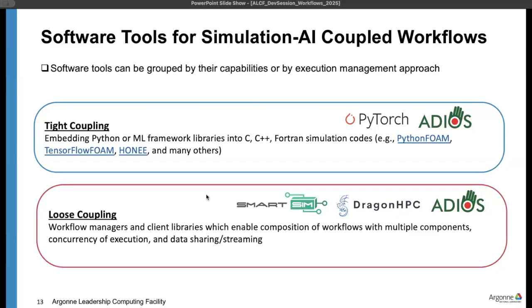And then loose coupling, which is perhaps the most common type of workflow that we see, especially when training is involved. Here, SmartSim, Dragon HPC, and ADIOS really allow us to deploy workflows with many components, all of them running concurrently, and then having that control over where the components run.